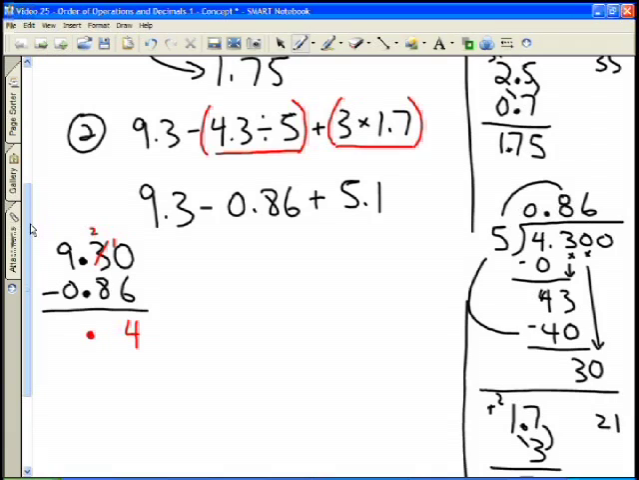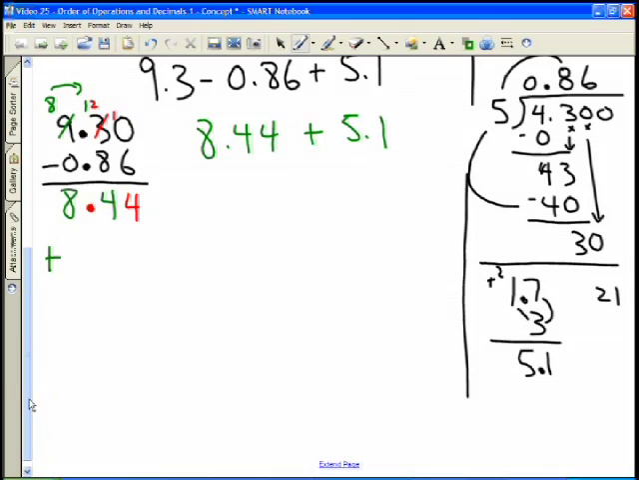So I change my 9 into an 8 and change my 2 into a 12. And I borrow 1 from the ones column. And now 12 minus 8 is 4. And 8 minus 0 is 8. So now 9.3 minus 0.86 is 8.44. And now I have to add 5.1.